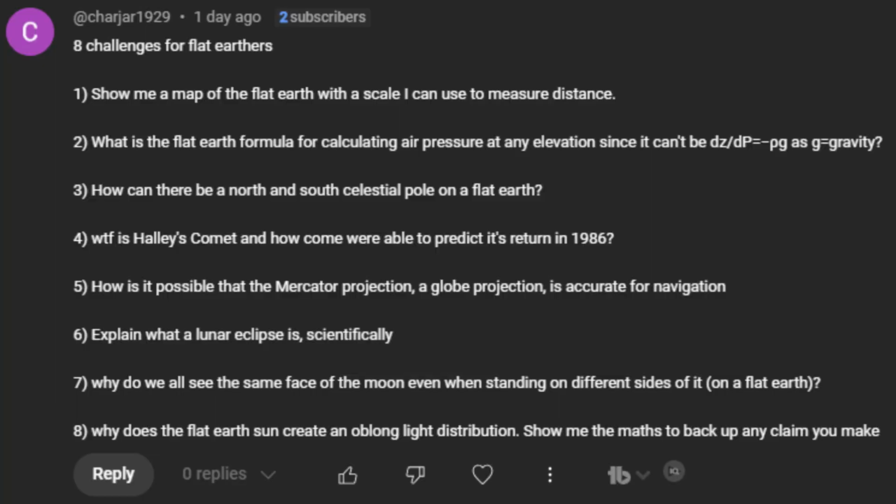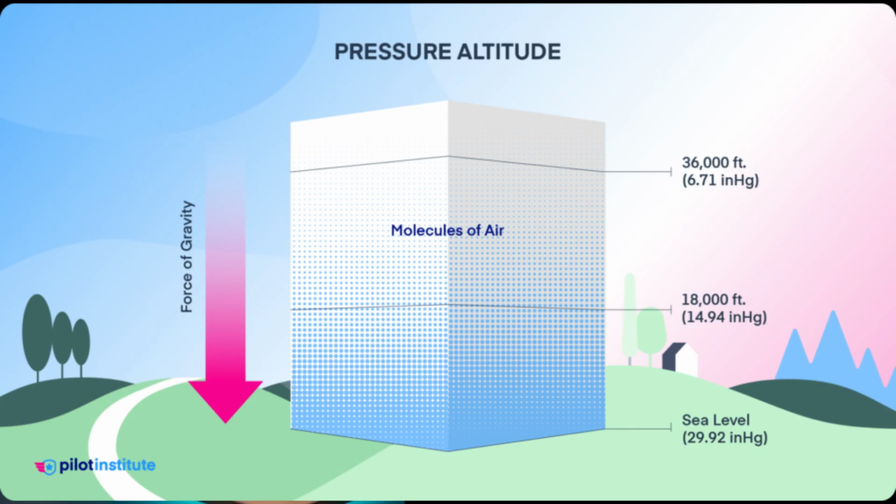Second, air pressure at elevation. On the flat Earth model, we don't invoke gravity, we use density and buoyancy. Air pressure decreases with altitude because the denser air sits below and the less dense above. The rate of change isn't described by the derivative of z with respect to p equals negative rho multiplied by g, but by empirical measurements of density gradients which actually match what we see without assuming gravity.